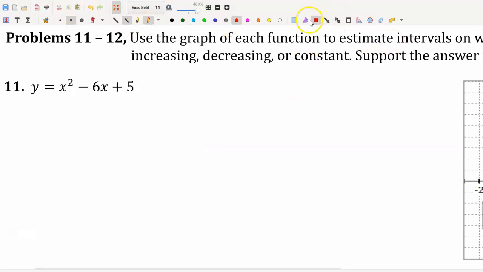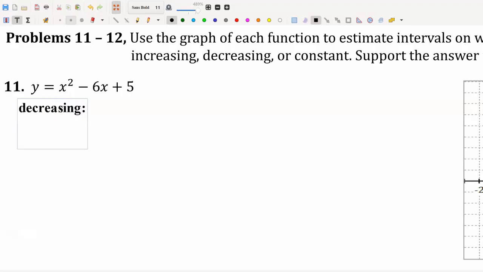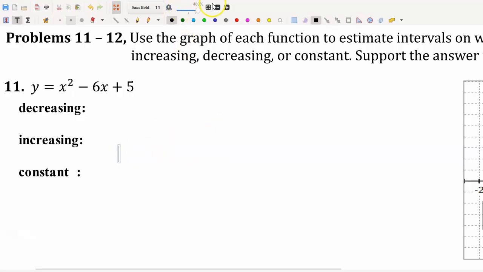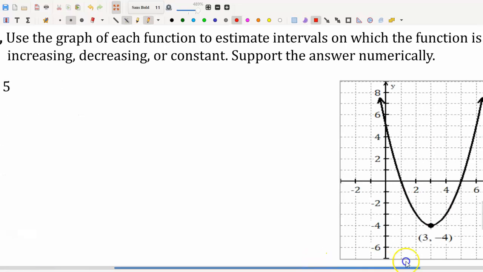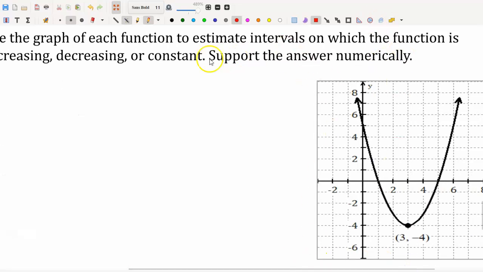All right. So I'm going to start off over here. I'm just going to type in decreasing and increasing and constant. And write those intervals. Okay, so where is it increasing, decreasing, and support the answer numerically. So that's going to be a little new part right here that I'm going to go over. What does this part actually mean, entail?